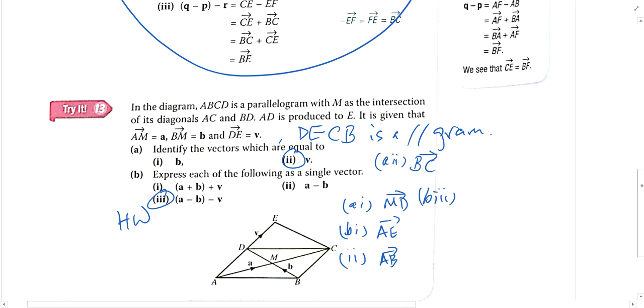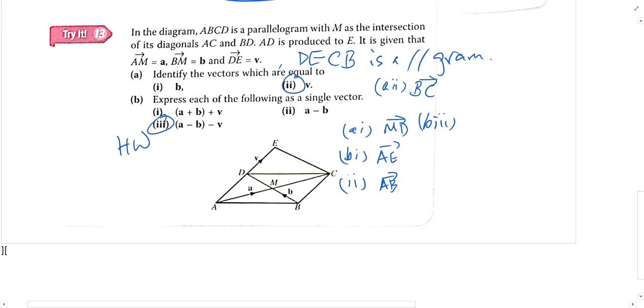Okay, so your homework was try 13 part B, part 3, A minus B minus V. Okay, so let's try doing this together. Let's start with A minus B. So this from A to M. This is my vector A, so this is my start. Then we minus B, so I go backwards, right, for the vector B. So since B starts from B and ends at M, I shall go backwards. This is now my negative B. So I've got A minus B done.